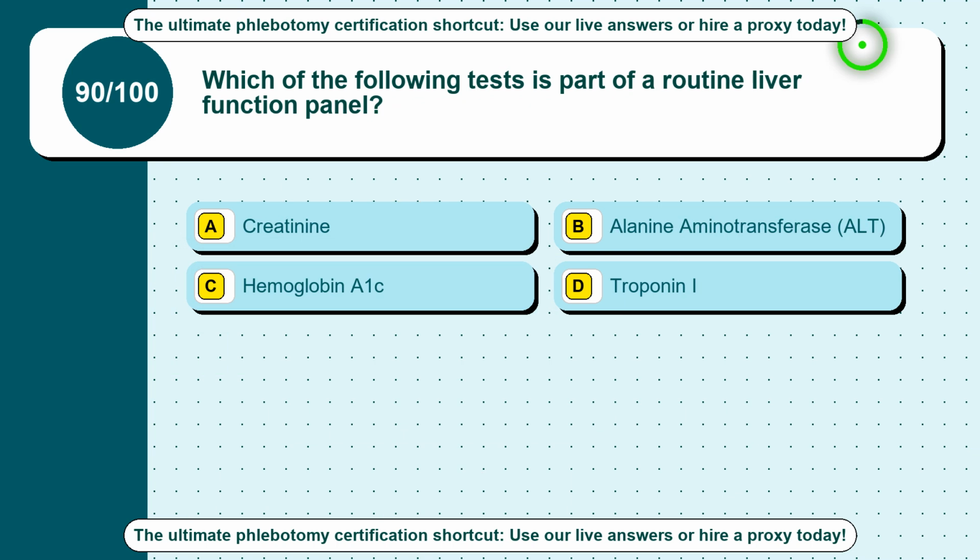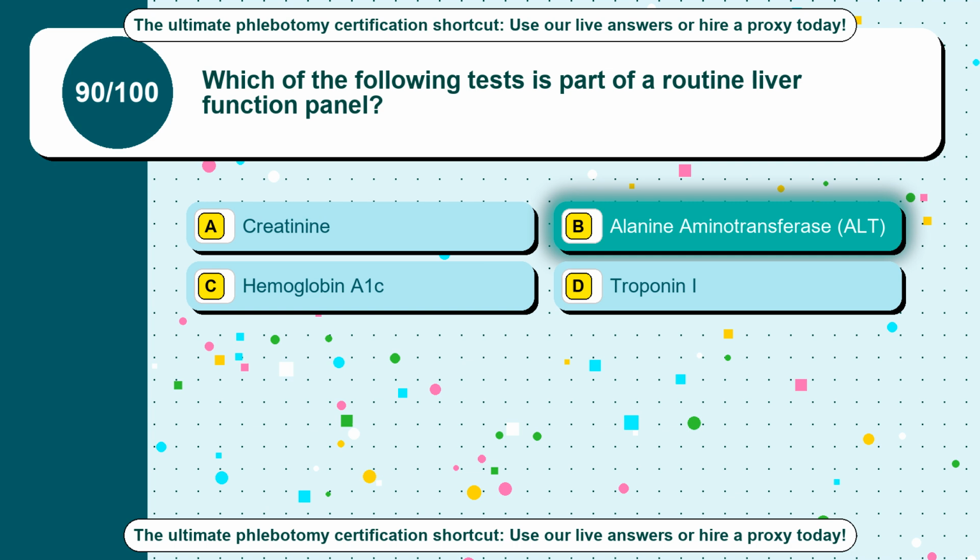Question 90. Which of the following tests is part of a routine liver function panel? Option A, creatinine. Option B, alanine aminotransferase, ALT. Option C, hemoglobin A1C. Option D, troponin I. The correct answer is option B, alanine aminotransferase, ALT.